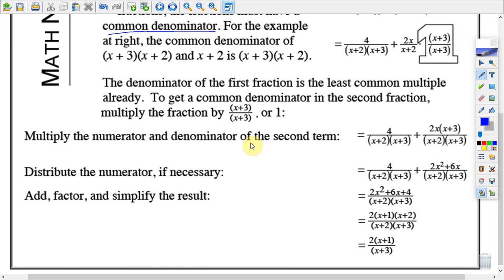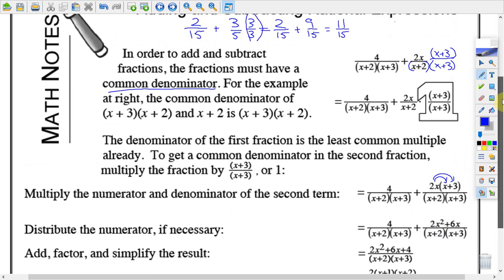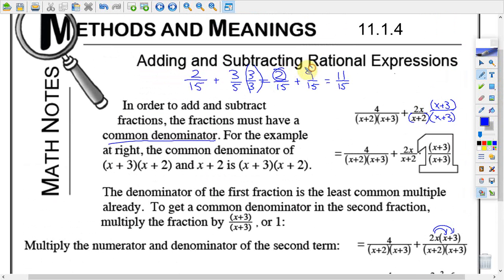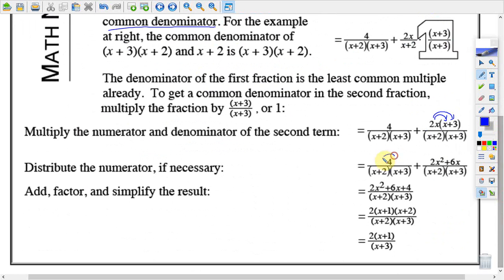Okay, they've continued that down here. So we've done our x plus 3 over x plus 3. We're now going to have to distribute that 2x to both of those terms in the second fraction, which is going to give us 2x squared plus 6x. Now we have common denominators on both fractions. So the same way we were then able to add the 2 plus the 9 after they were both over 15, now we can add the 4 plus the 2x squared plus 6x, to get 2x squared plus 6x plus 4.